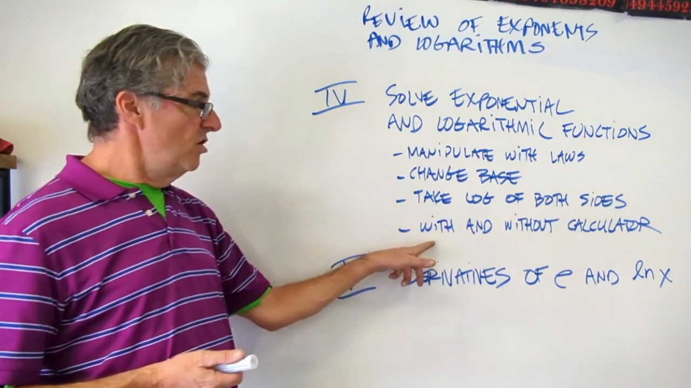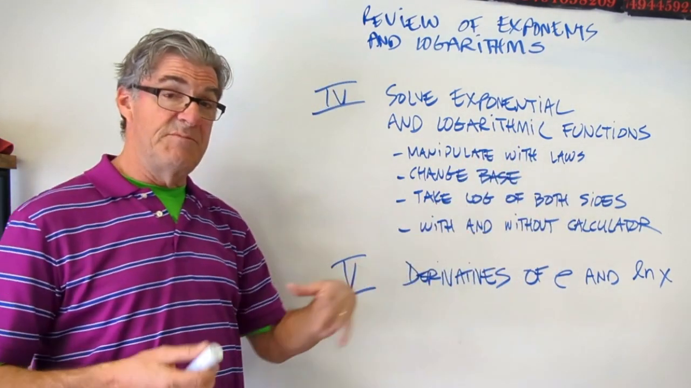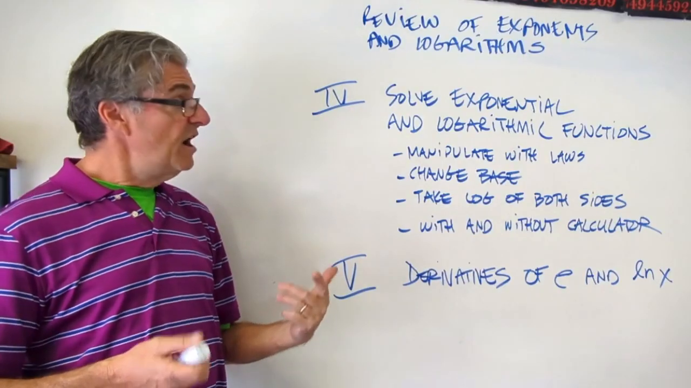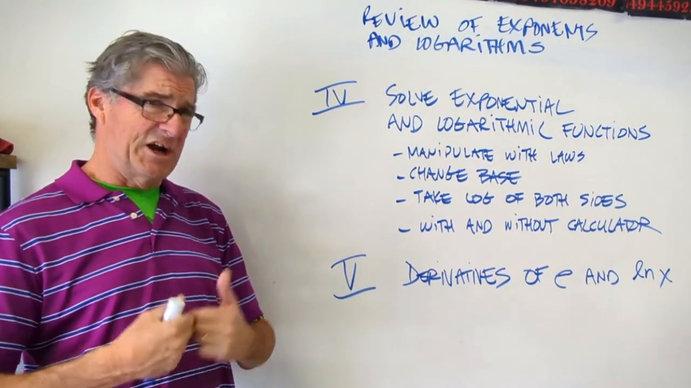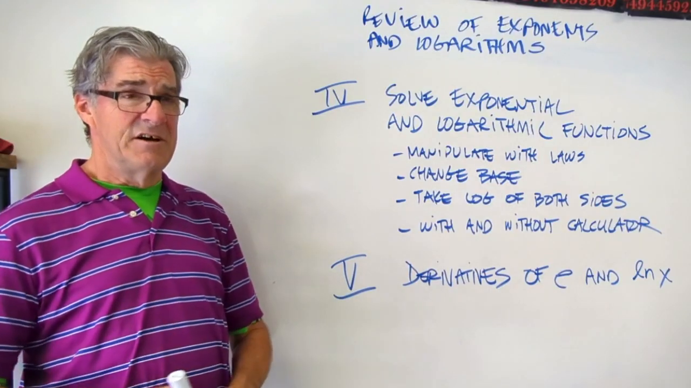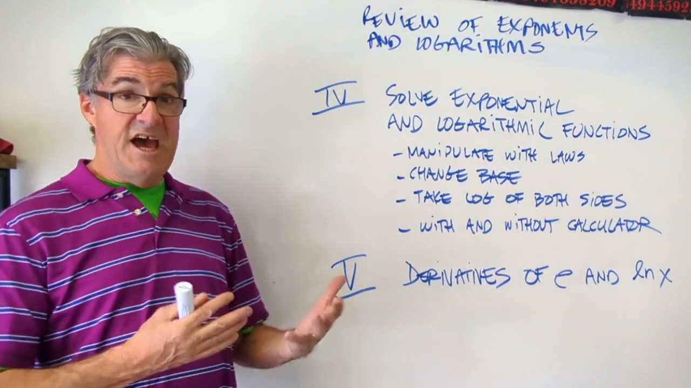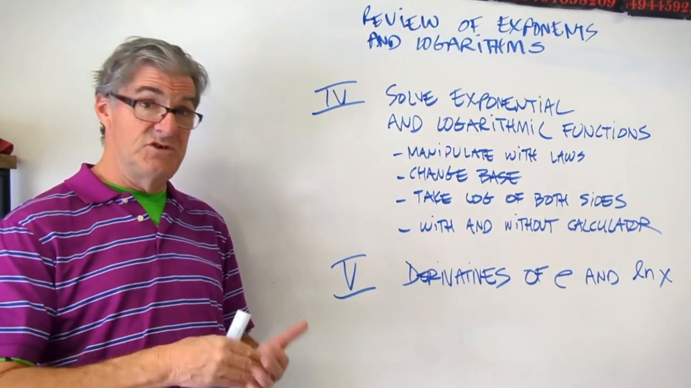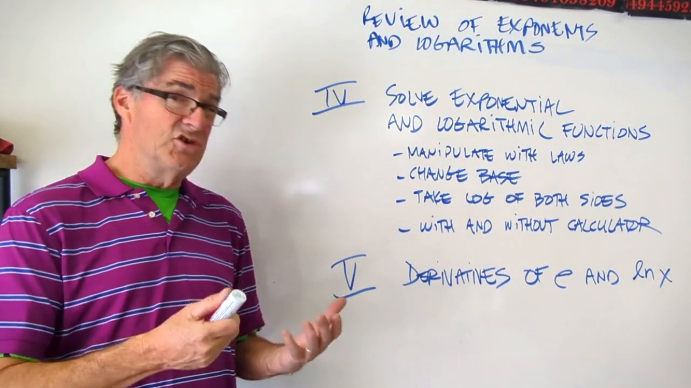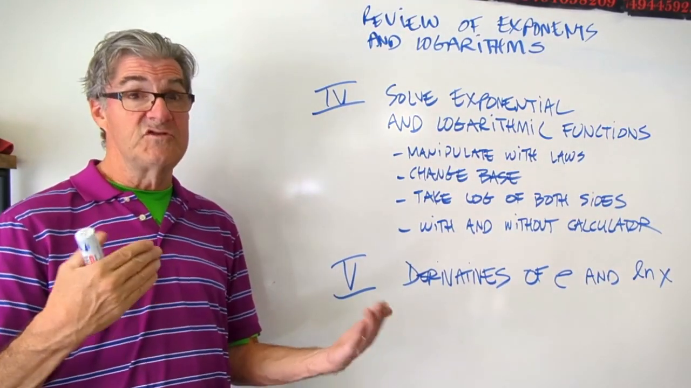Now, here's where you might need all these things. Any of these questions could be with or without the calculator. Obviously, the without-the-calculator ones should be kind of nice and easy, like 2 to the x equals 8. What's x? Well, it has to be 3 because 2 to the third is 8. So you could do that in your mind because 8 is a power of 2.